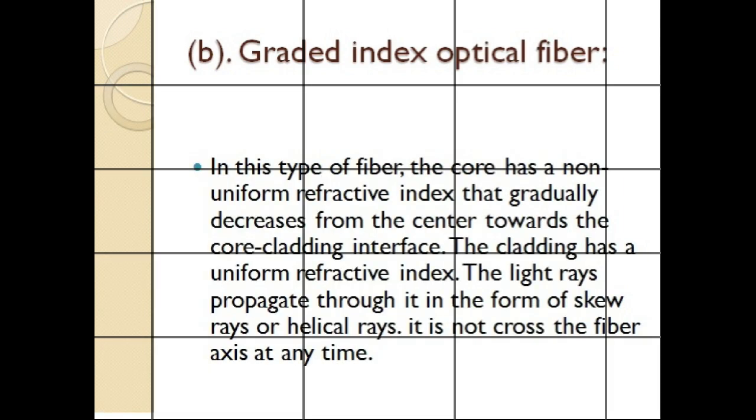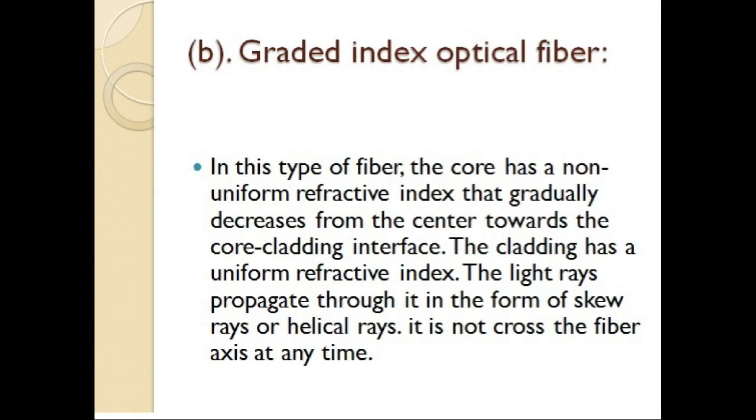B. Graded index optical fiber. In this type of fiber, the core has a non-uniform refractive index that gradually decreases from the center towards the core cladding interface. The cladding has a uniform refractive index. The light rays propagate through it in the form of skew rays or helical rays. It does not cross the fiber axis at any time.